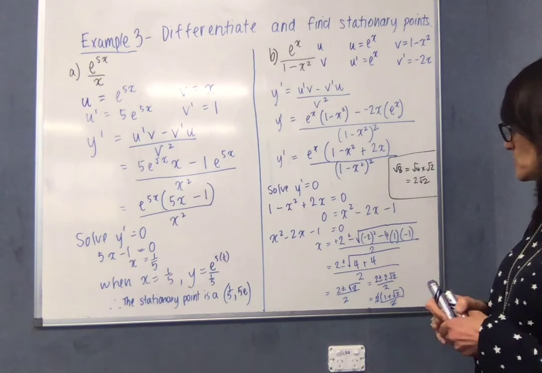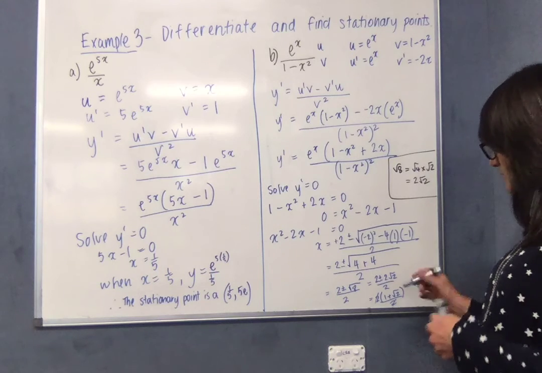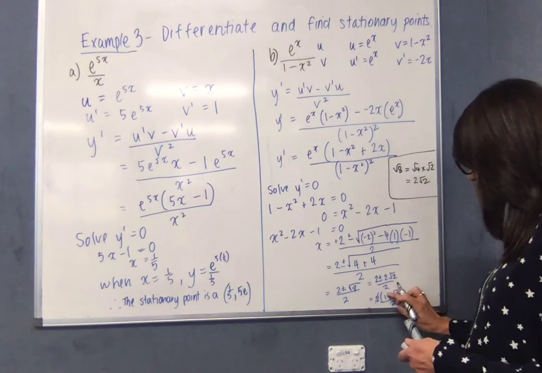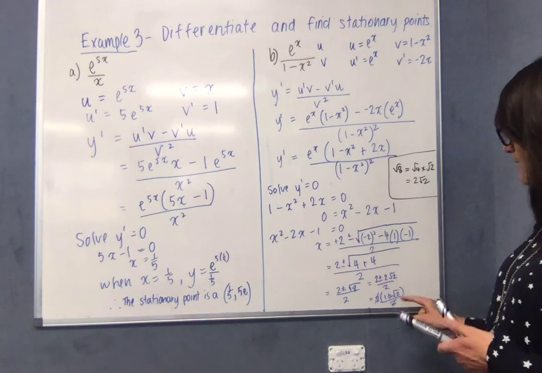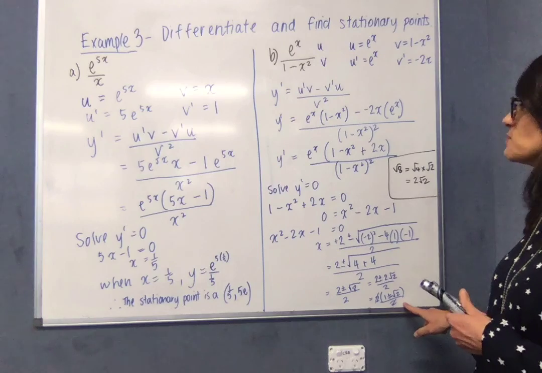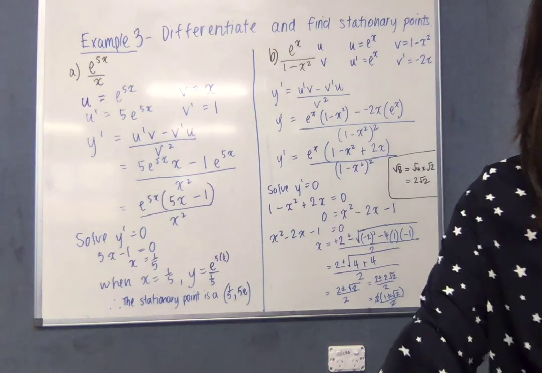Now keep in mind, we plus or minus root 2. Keep in mind, we now need to find what the corresponding y value is, and I need another ball.